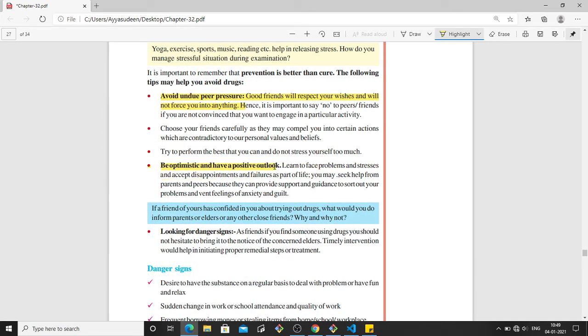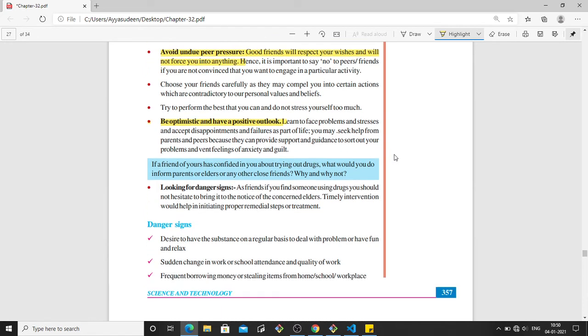You should be optimistic and have a positive outlook. You should not worry about any failures, whether exam failures or any other failures. You should be confident because this life is full of tests. So you should not take any shortcut like this to get out of stress. And also, if you see some of your friends doing these things, you should help them, advise them, and tell their parents, so that you help your friends.